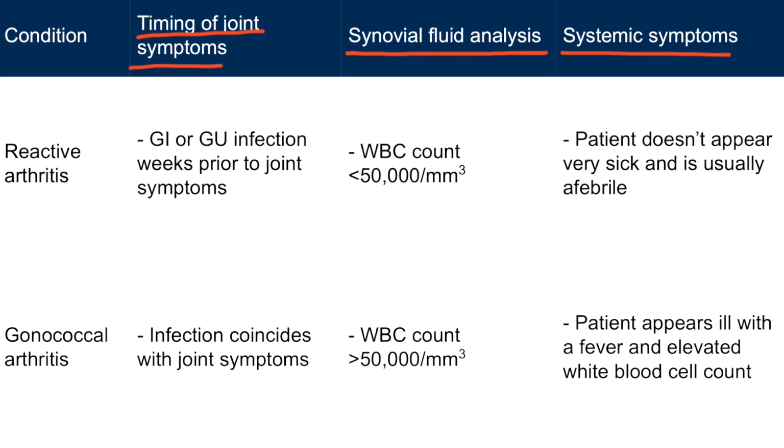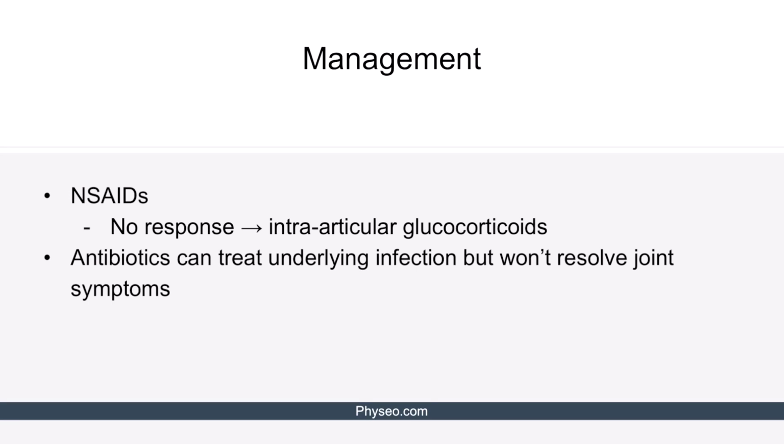If an arthrocentesis were performed, a patient with reactive arthritis would usually have a white blood cell count less than 50,000, and a patient with gonococcal arthritis would tend to have a white blood cell count above 50,000. Though this should not be used as a diagnostic tool in and of itself because of the high false negative rate. Now finally, patients with disseminated gonococcal disease are often much sicker and exhibit a fever and elevated white blood cell count.